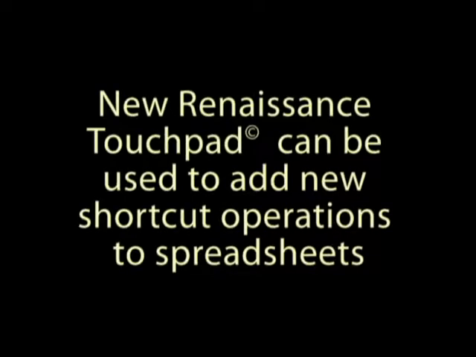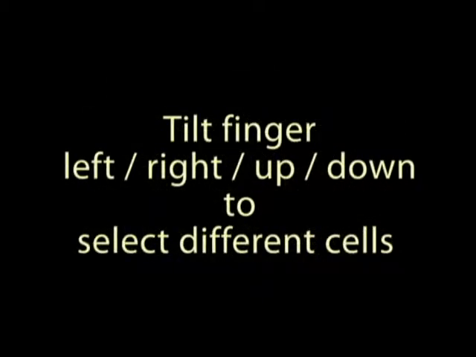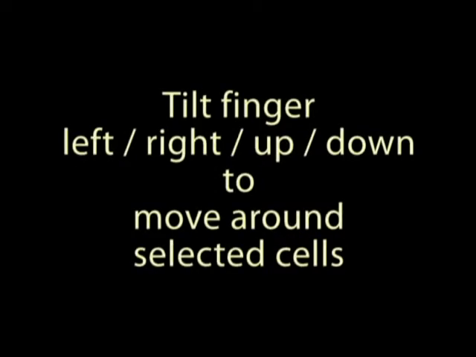Now we'll talk a little bit about spreadsheets, and we can add new shortcuts using the additional capabilities of the touchpad. We can assign some of the new operations that you could add to a spreadsheet to the new operations you can do with your finger. Here we're tilting our finger left and right and up and down, and we can use that to select cells without using the arrow keys. You can tilt the finger left, right, up and down to move around groups of selected cells in a new kind of operation.